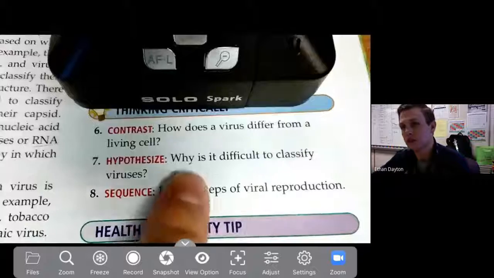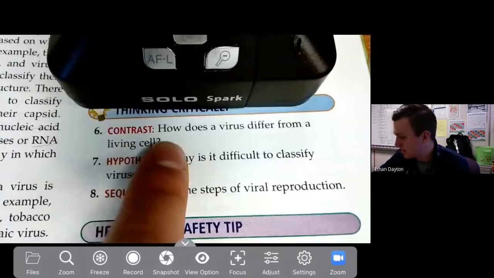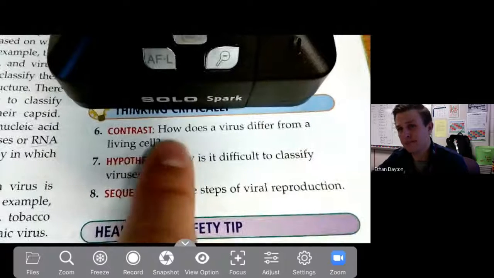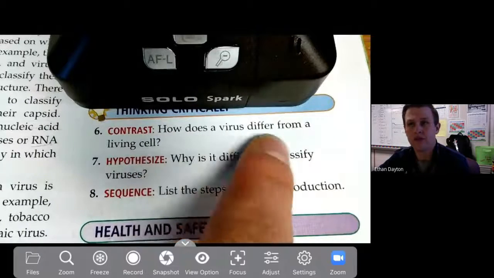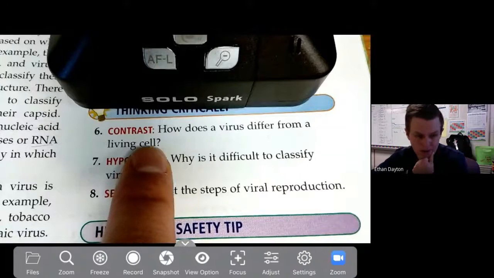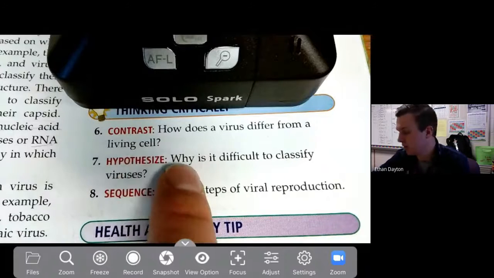Number 6, you need to contrast. How does a virus differ from a living cell? So you might say a virus differs from a living cell by, and list all the ways.